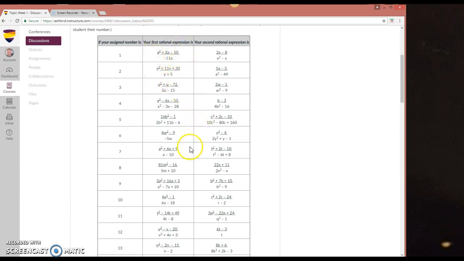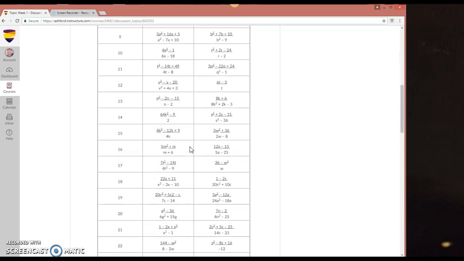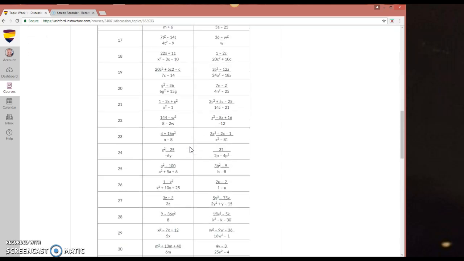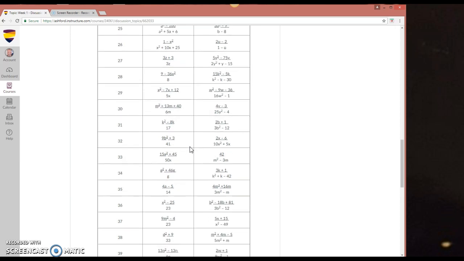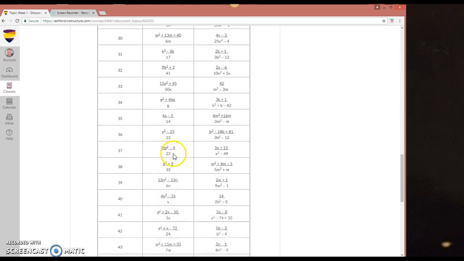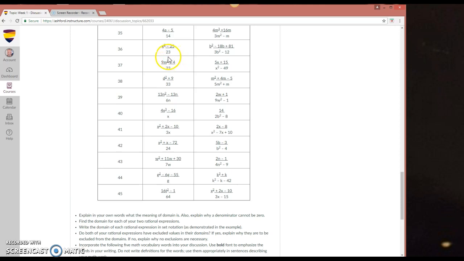Let me find another here that's, let's see, even a bit more revealing. It was one I saw down here a minute ago, and here it is, number 37. In this case, 9m squared minus 4 over 23. If I set 23 equal to 0, well, first of all, there's no variable, and 23 is not equal to 0. So the bottom line here is that any real number that I substitute for m results in 9m squared minus 4 over 23 becoming a real number.